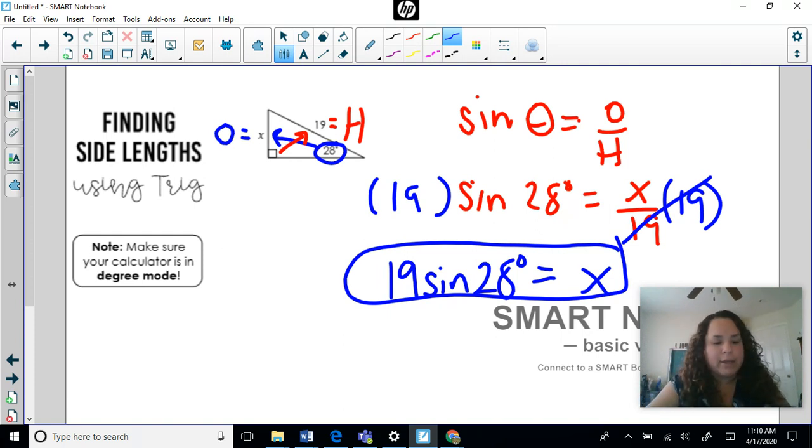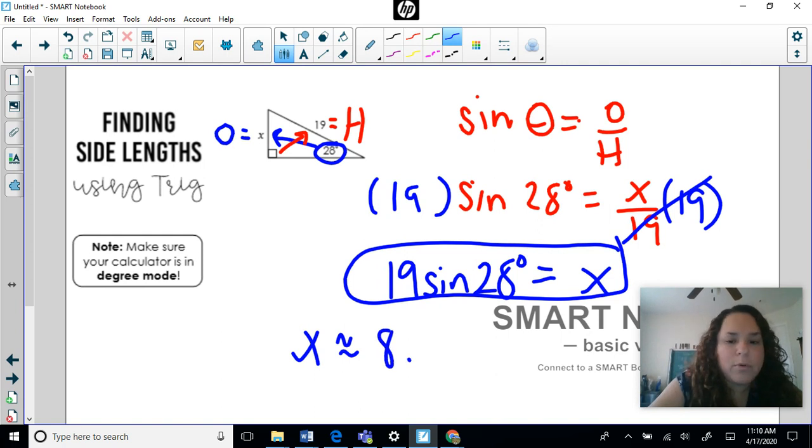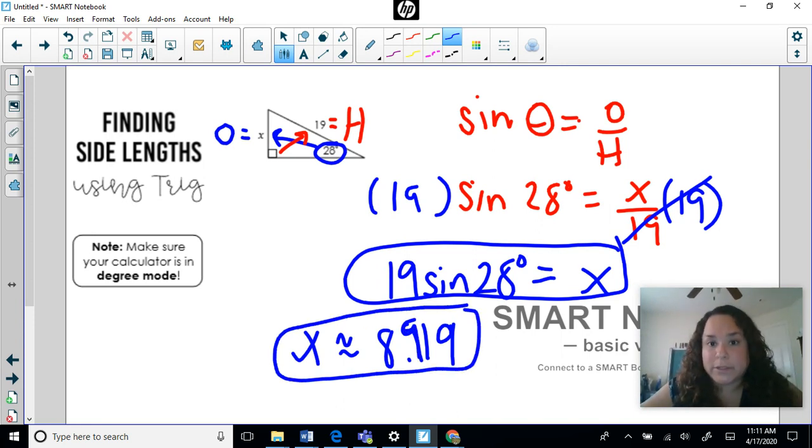So when I plug that in, 19 sine of 28 gives me 8.919. So I'm going to write x is approximately 8.919 will be my approximate answer. Okay. But again, if you have no calculator, leave it as 19 sine of 28. If you do, go ahead and simplify it, 8.919. If you just want to be safe, you can give me both answers, all right?